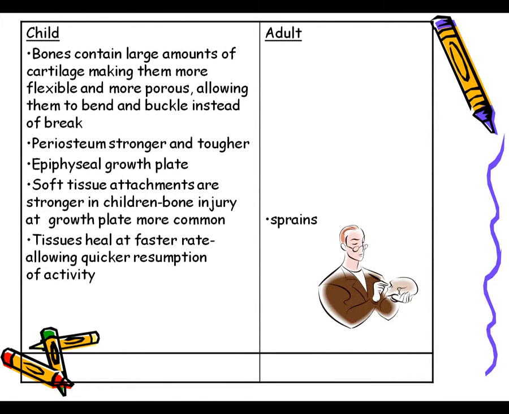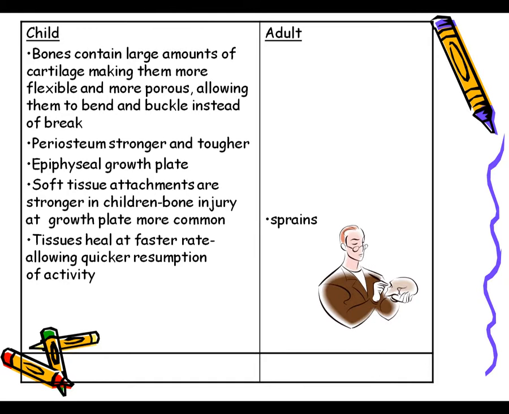There is a difference in the child and the adult as far as the skeletal system. The periosteum is stronger and tougher. It absorbs more energy before breaking and heals quicker. The epiphyseal growth plate is at the end of long bones. If a fracture occurs there, it could disrupt it. It also may interfere with growth of the bone and lead to serious complications such as limb length discrepancy or cessation of growth in height.